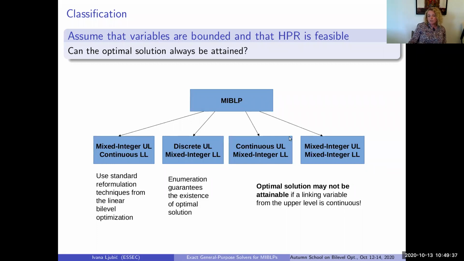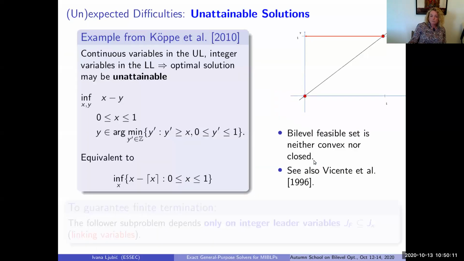However, the situation is much trickier if we have continuous variables at the upper level, and in particular, if these continuous variables are controlling the decisions of the lower level. What I want to say is, if there is a linking variable, the variable in the function phi of x, which is a continuous variable, then unfortunately, we cannot guarantee that the optimal solution value can be attained. And so let me show you what it means.